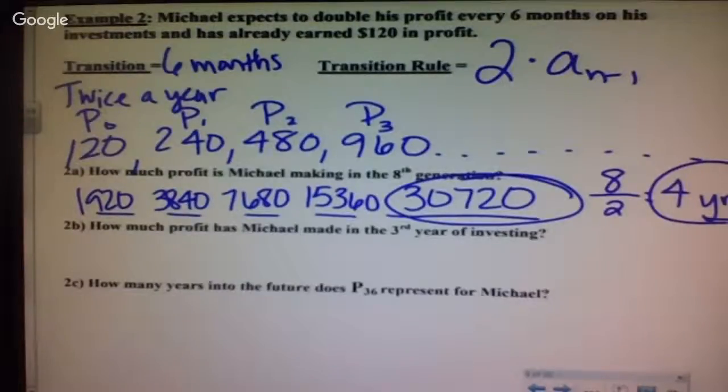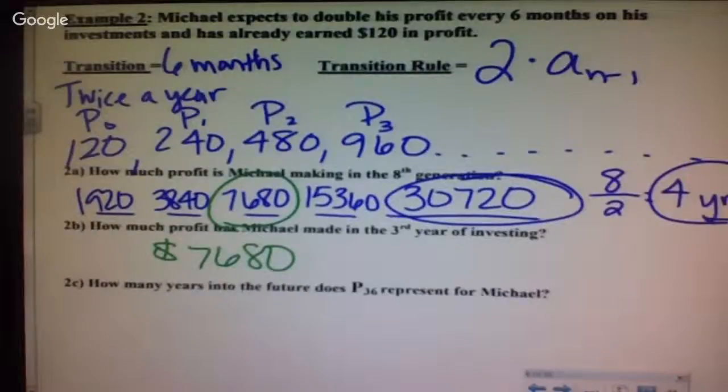So part B. How much profit does Michael make in the 3rd year of investing? 7,680. Good, this is your 3rd year. $7,680. How many years into the future does P sub 36 represent for Michael?